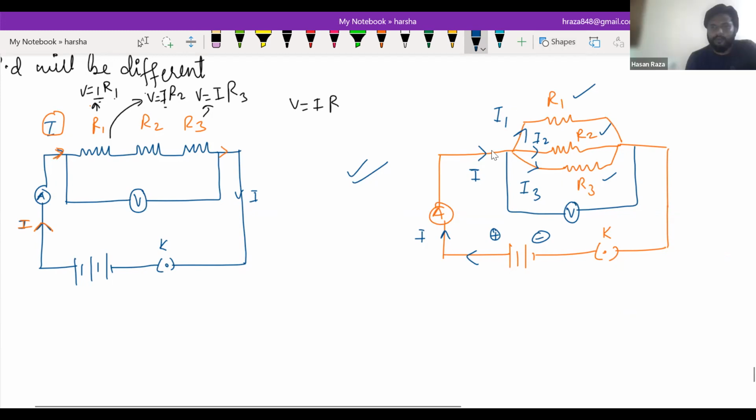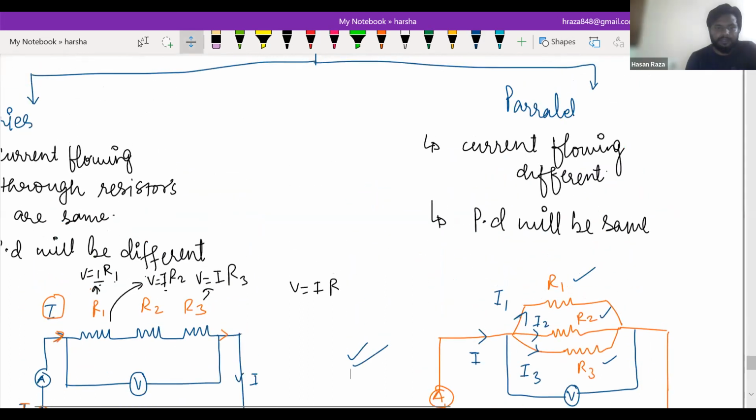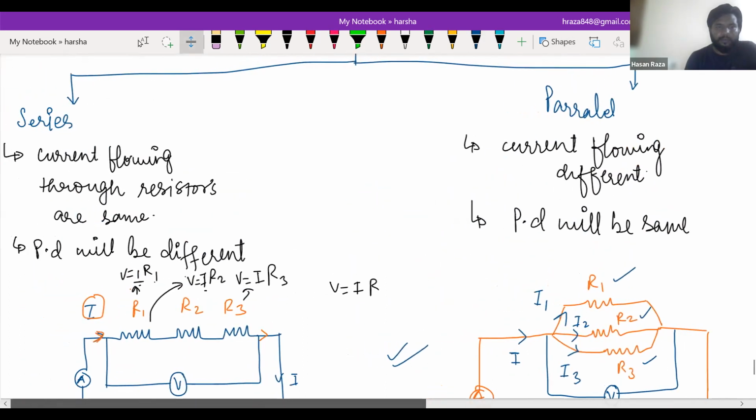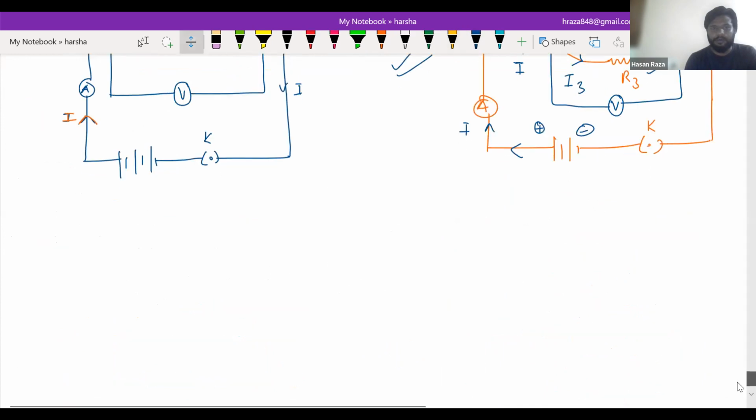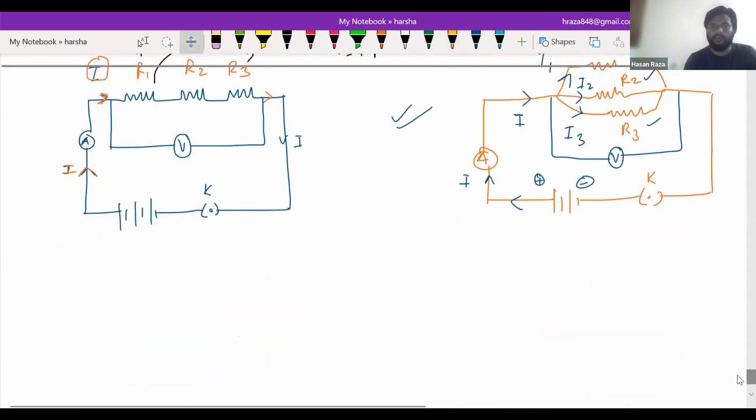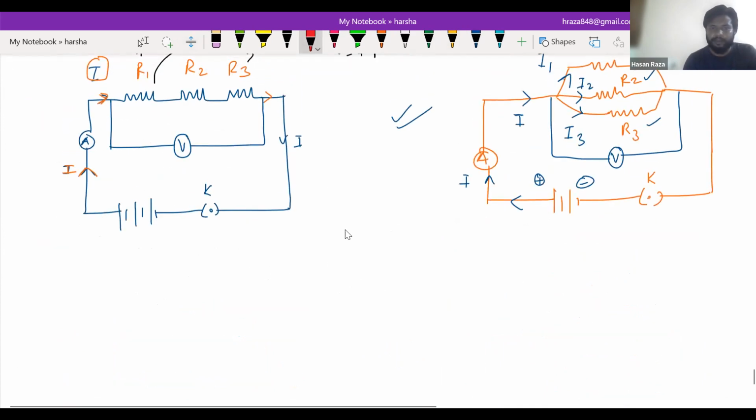Now see, it is very important to note that in series combination, the current flowing is the same, but PD will be different. In parallel combination, the current flowing is different, PD will be the same. Okay, so now I am going to show you how to calculate equivalent resistance.